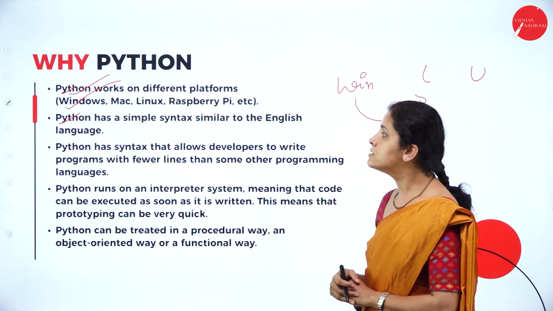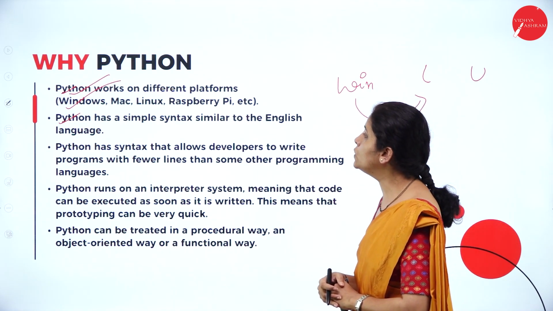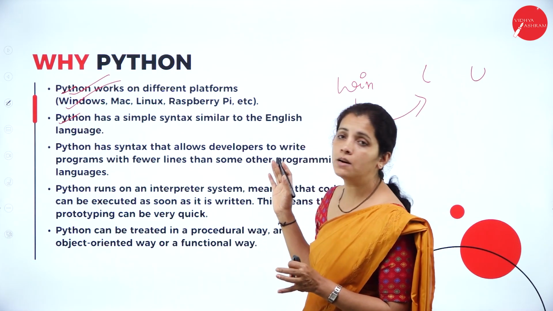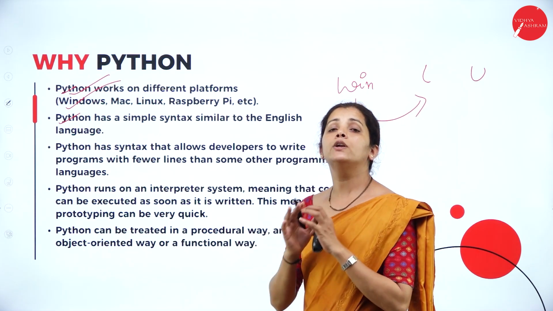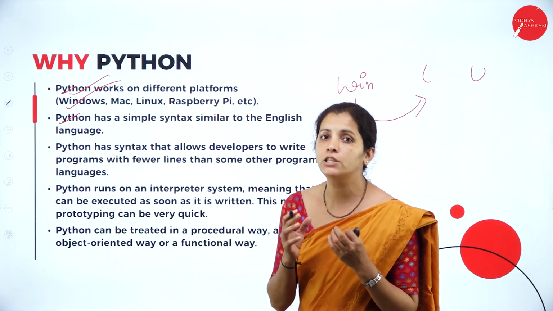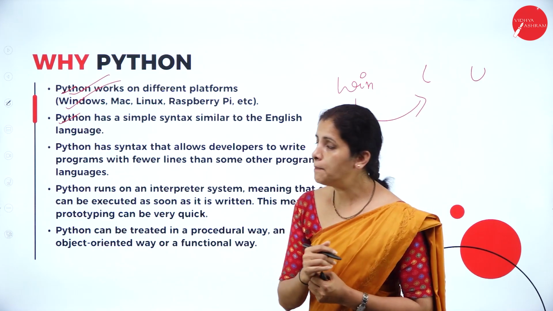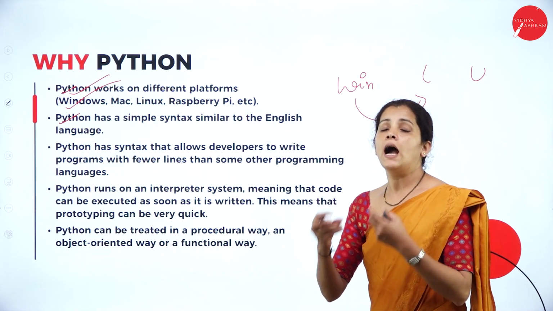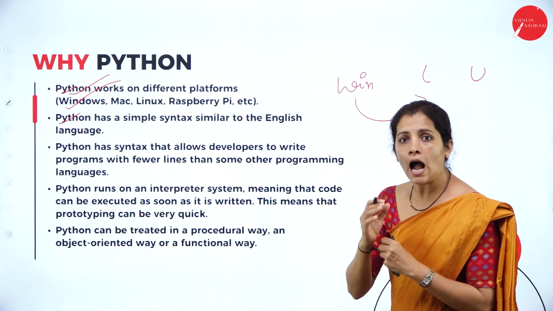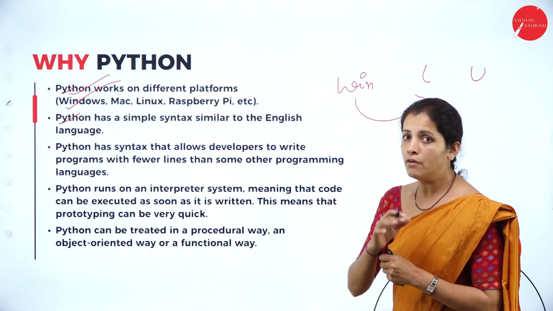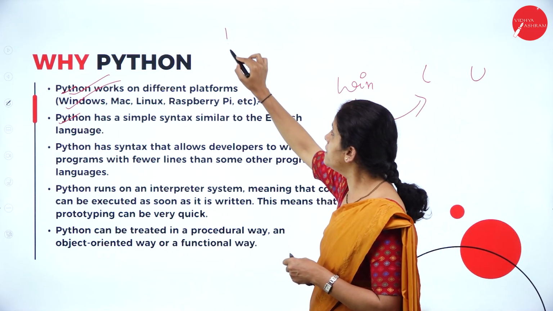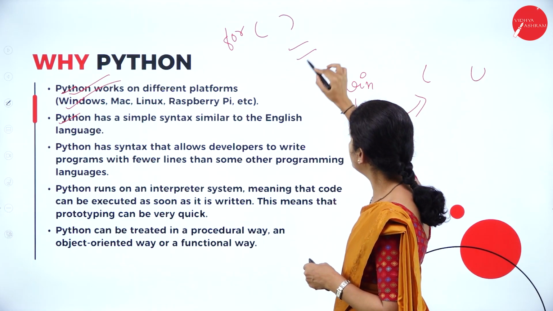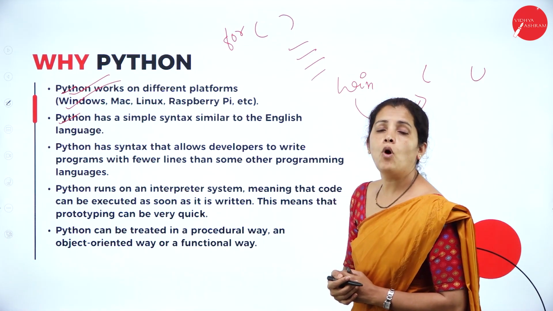Python has a simple syntax similar to the English language. So dear student, if I consider the Python programming language, I don't have to follow much syntax. For example, if I consider a C program or C++, I have to follow the syntax. How am I going to follow the syntax? For example, if I write a for loop, and I have multiple statements in my for loop, what am I going to do?